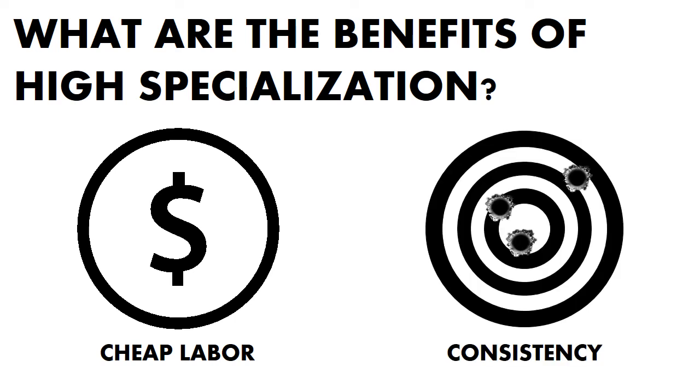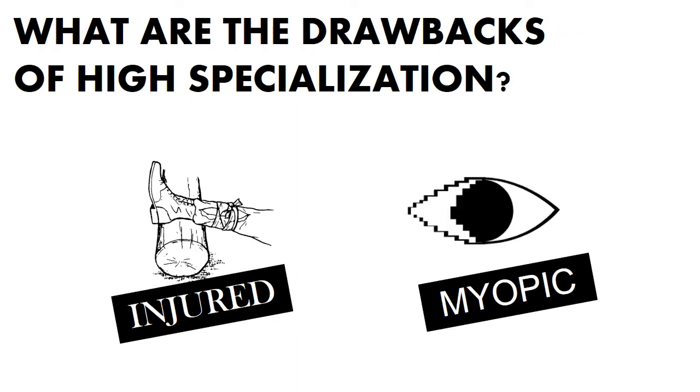The other benefit of specialization is consistency. If each one person is only doing one task over and over and over again, you get really good at doing that task and you get consistency in your products. So there are definitely huge advantages to specialization, but there are also major drawbacks to it.